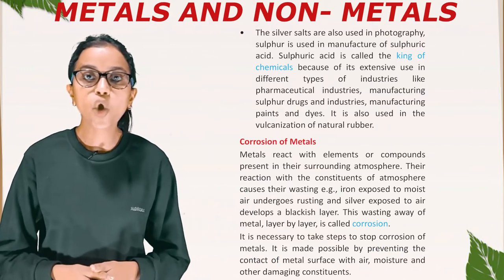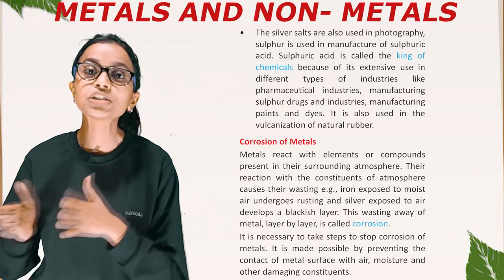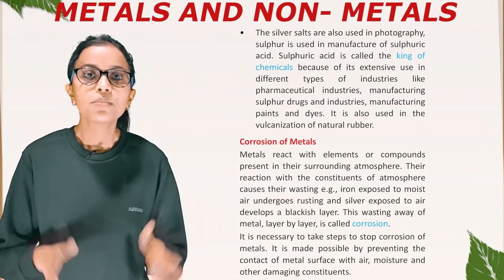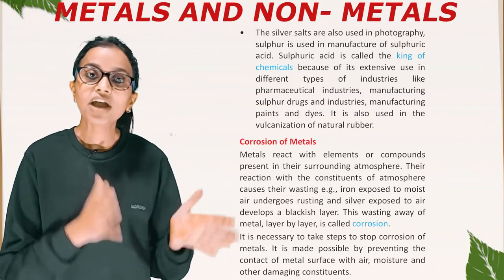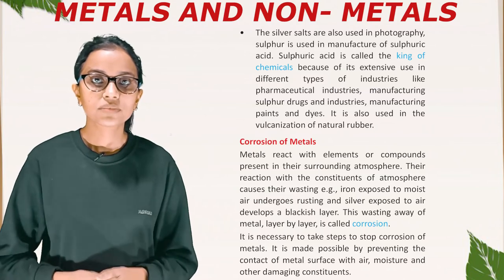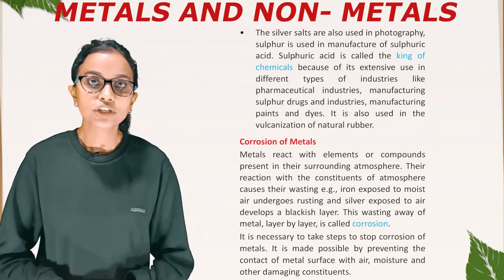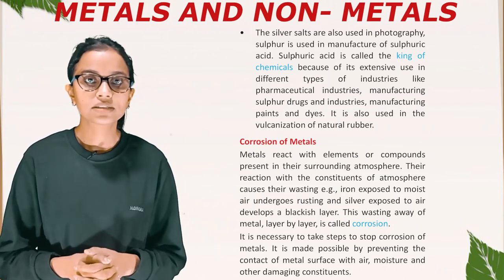Sulfuric acid is called the king of chemicals because of its extensive use in different types of industries like pharmaceutical industries, manufacturing sulfa drugs, and industries manufacturing paints and dyes. It is also used in the vulcanization of natural rubber.